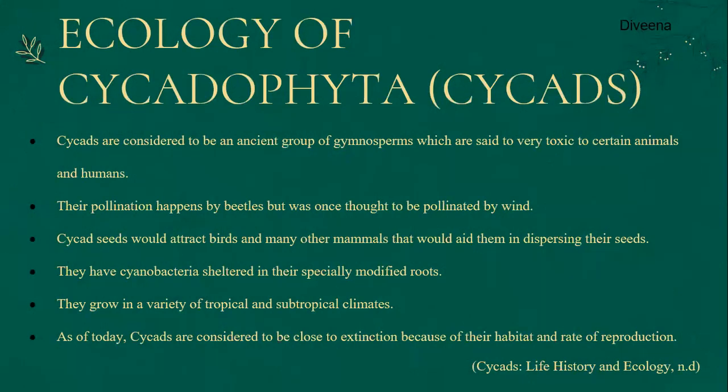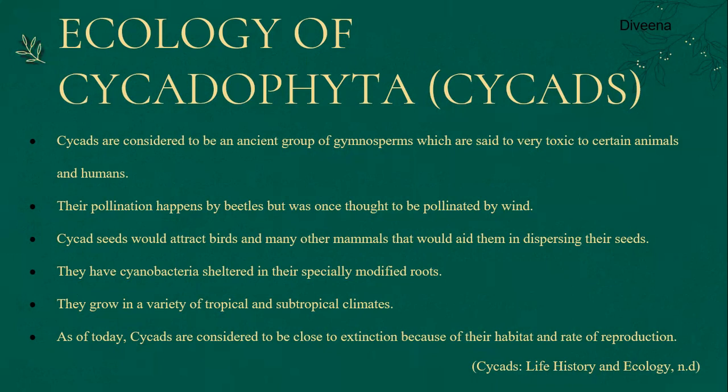Cycasin is a carcinogenic and neurotoxic glucoside, and if ingested, it is known to cause vomiting, diarrhea, liver failure, seizures, or even death. And there is no specific antidote for it. Animals would be attracted to eat the leaves because they have a pleasant smell, making it an accidental ingestion.